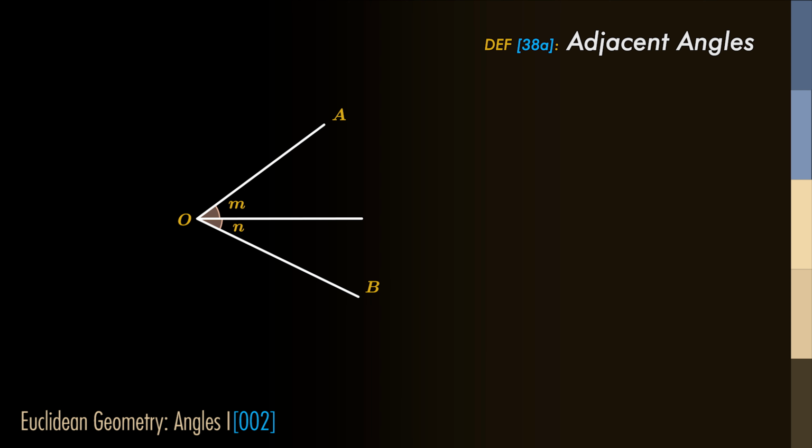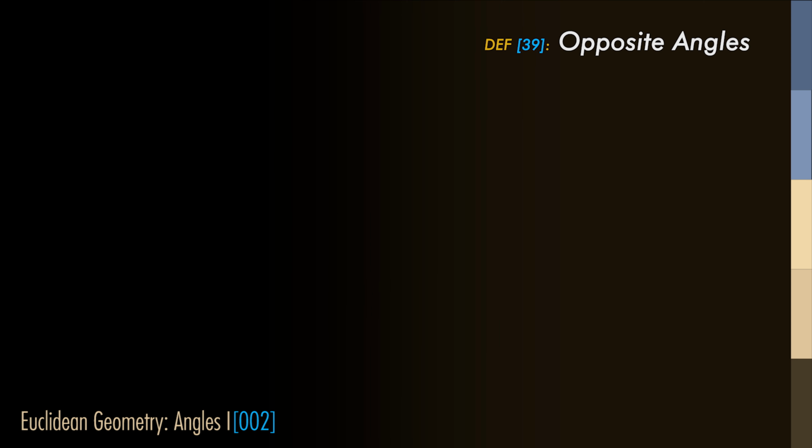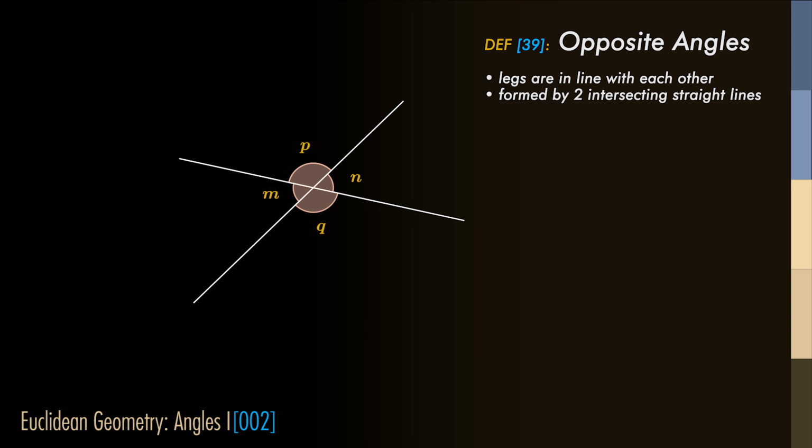We will now introduce the different kinds of angles. Firstly, we will define the notion of adjacent angles. Look at the figure. M and N are called adjacent angles, because they are angles with the same vertex and one common leg. OA and OB are here the outer legs. Opposite angles are angles of which the legs are in line with each other. Example, angle M and N, or angle P and Q.